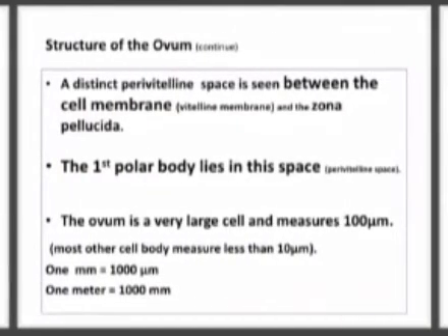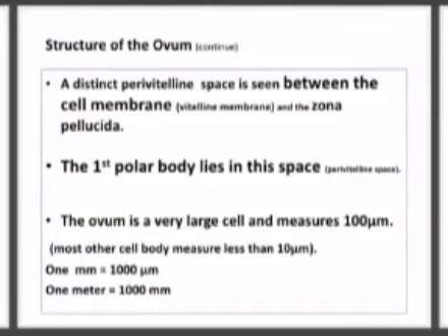Structure of the ovum. A distinct perivitelline space is between the cell membrane, vitelline membrane and the zona pellucida. The space between the zona pellucida and the ovum is called the perivitelline space. It is between the cell membrane and the zona pellucida. The first polar body lies in this space, the perivitelline space.